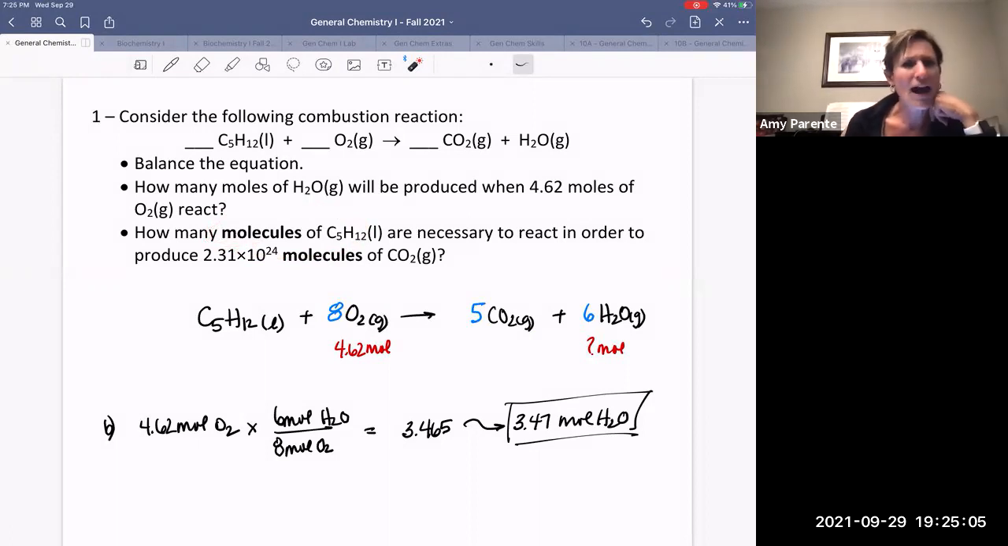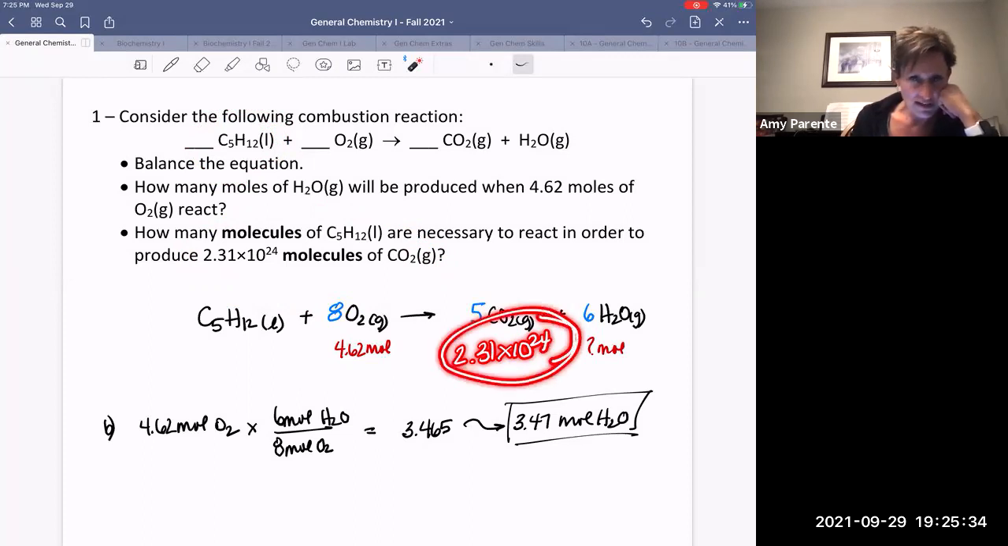So now we want to know how many molecules of this guy are we going to need to produce this number of molecules of CO2. So there's going to be more steps to this unit conversion. But if I were to use my highlighter to map on here, now they're telling me that I want to make 2.31 times 10 to the 24th molecules of CO2. So that's what I want to make here. And the question is, they want to know how many molecules of this guy am I going to need?